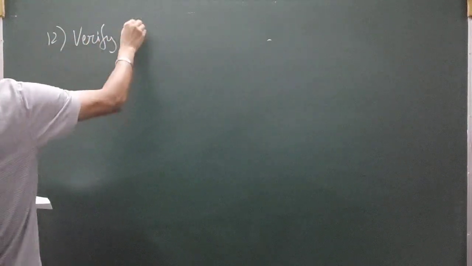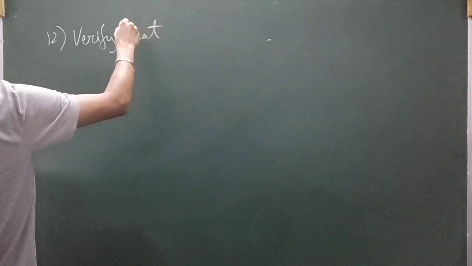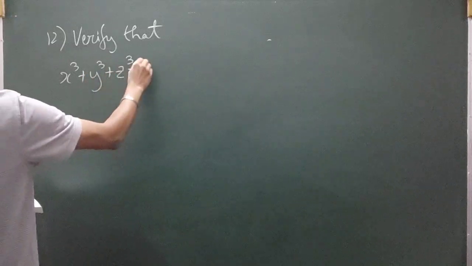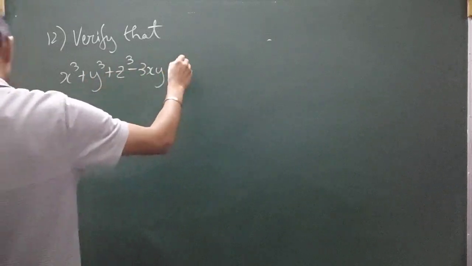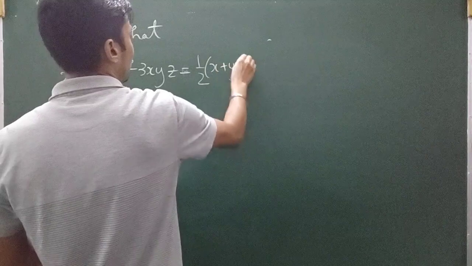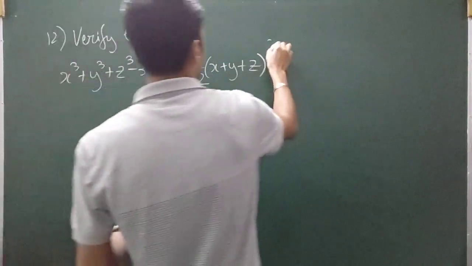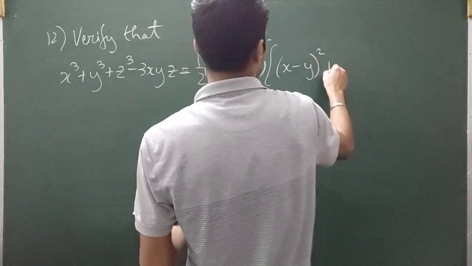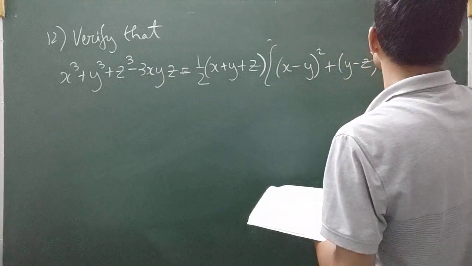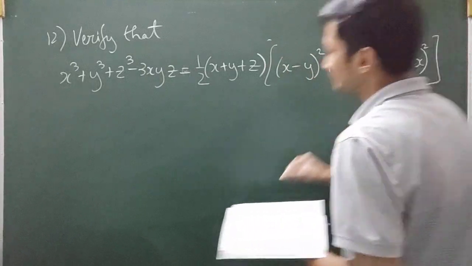Next question, question 12. Verify that x cube plus y cube plus z cube minus 3xyz is equal to 1 by 2 into x plus y plus z into (x minus y) square plus (y minus z) square plus (z minus x) square.